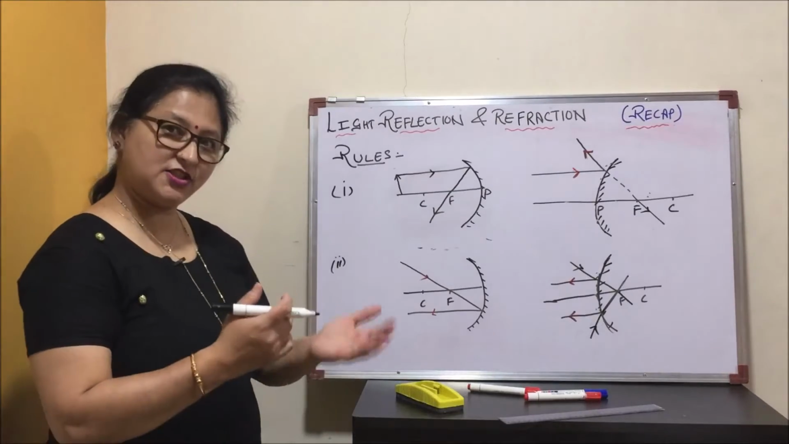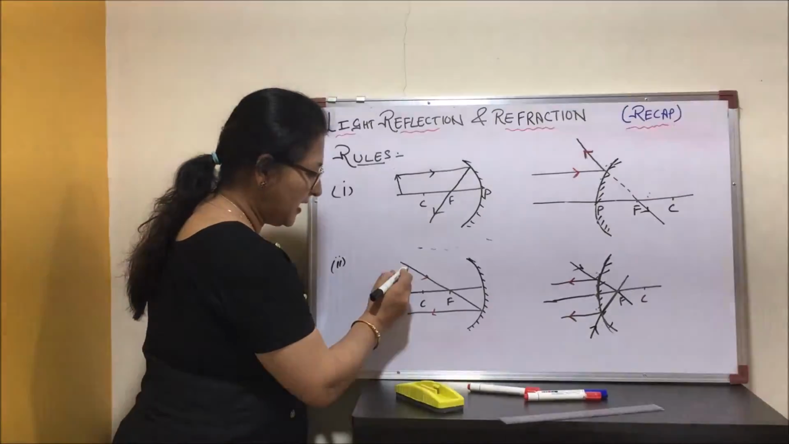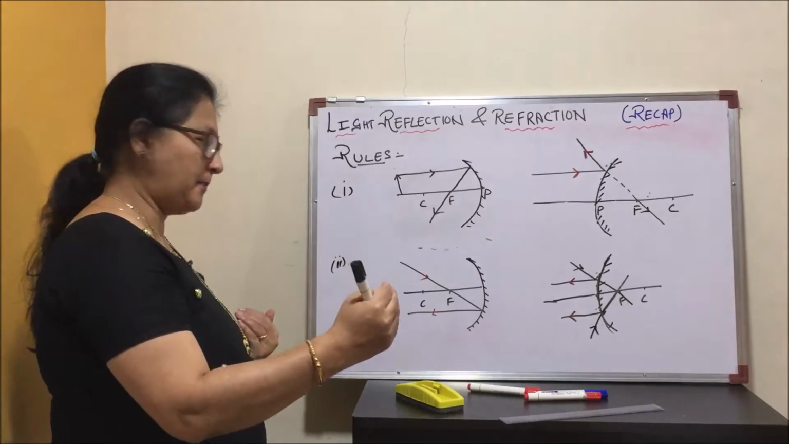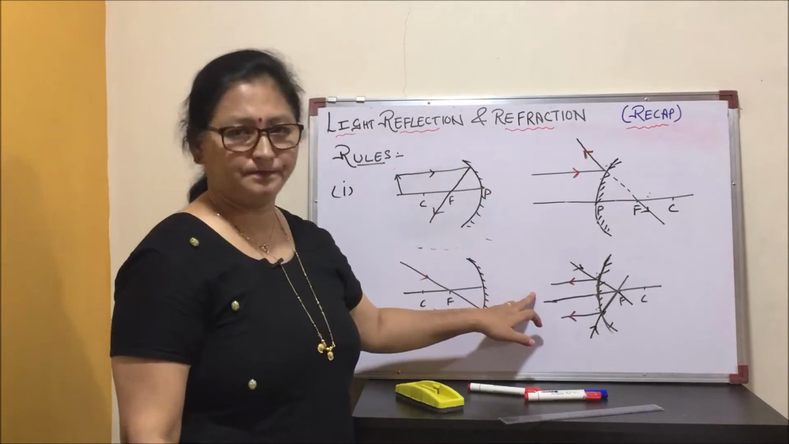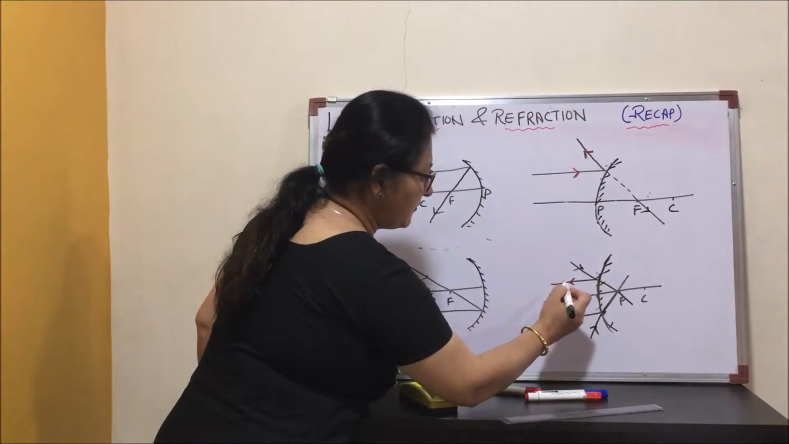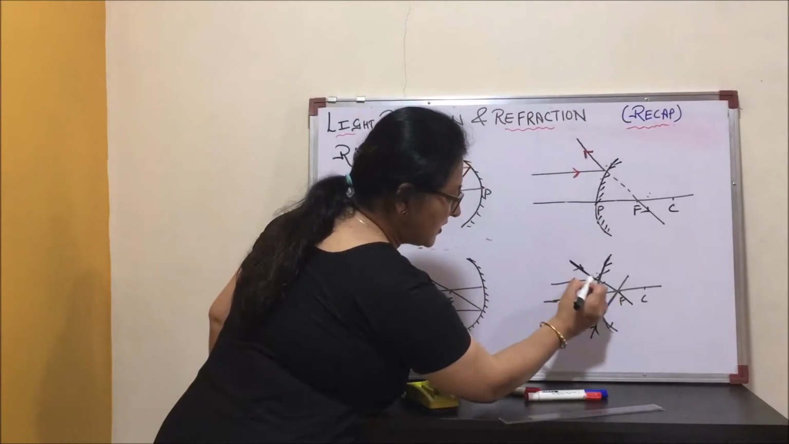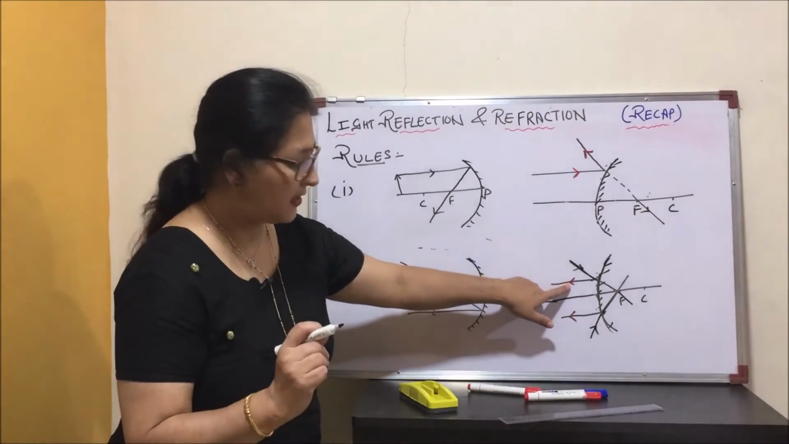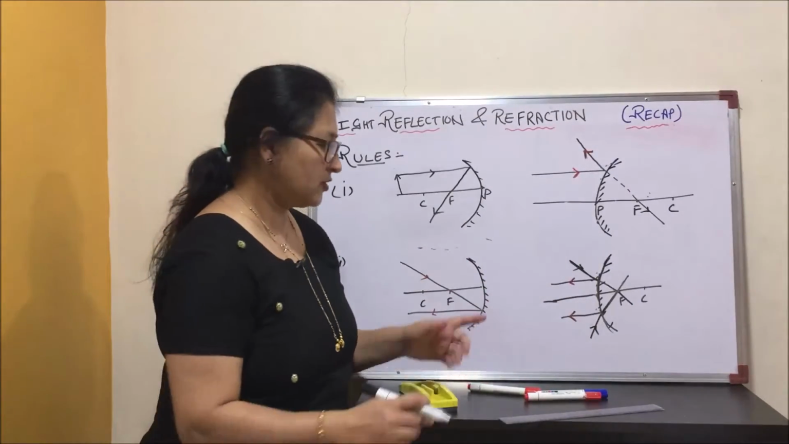Rule 2 says it is just the opposite of rule 1. Rule 2 says that if a ray is passing through the focus, after reflecting back, it will be parallel to the principal axis, right? Same in case of convex mirror. This is my reflecting surface, and this ray is passing through the focus. After reflecting back, I have put the reflected rays with the red marker, and it is parallel to the principal axis, right? So these are the 2 rules.